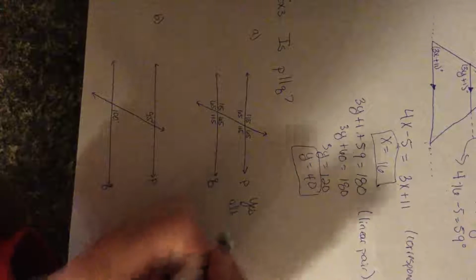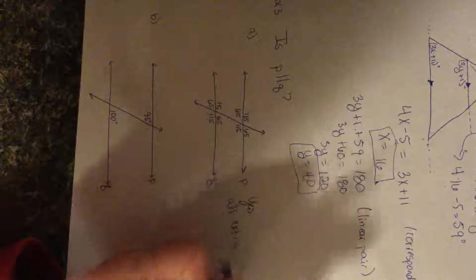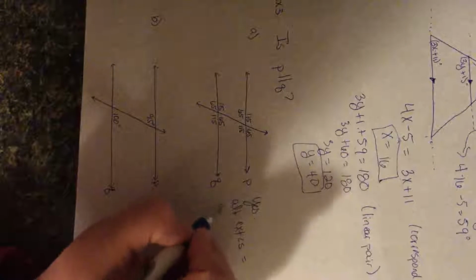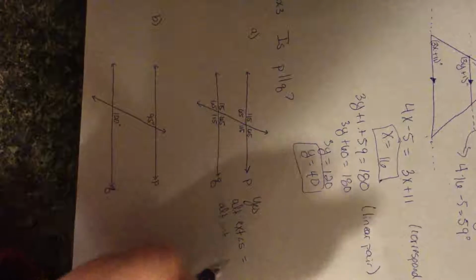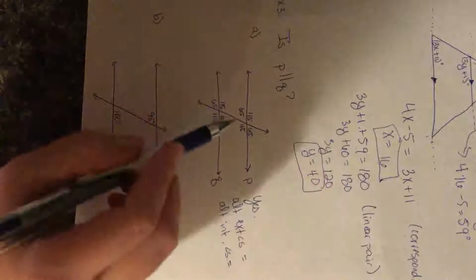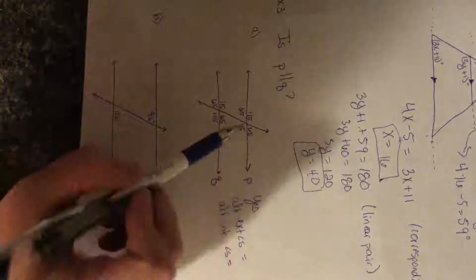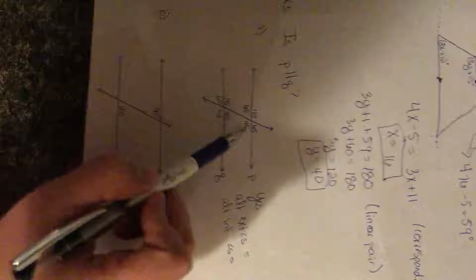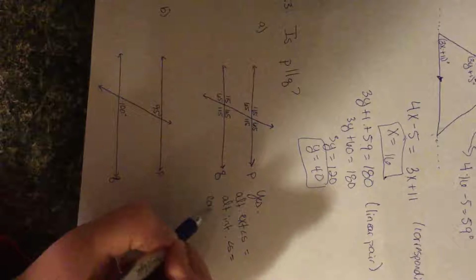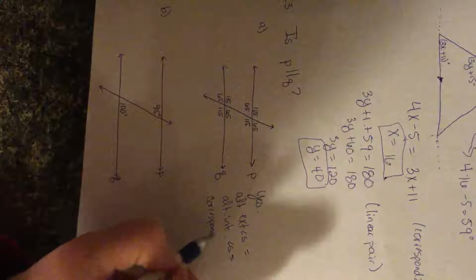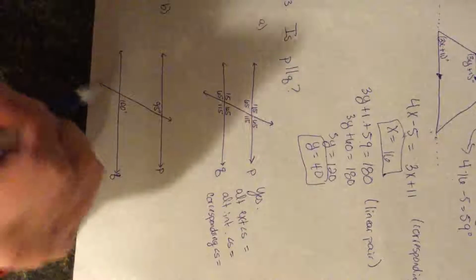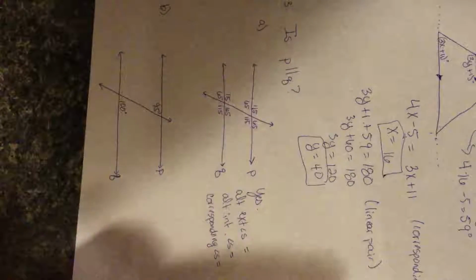So let me just make a list here. Alternate exterior angles are equal. I'm just doing a bunch of symbols. Alternate interior angles are equal. Also corresponding angles, 115, 115, 65, 65, these all corresponding angles are equal. So yes, because all that is true.